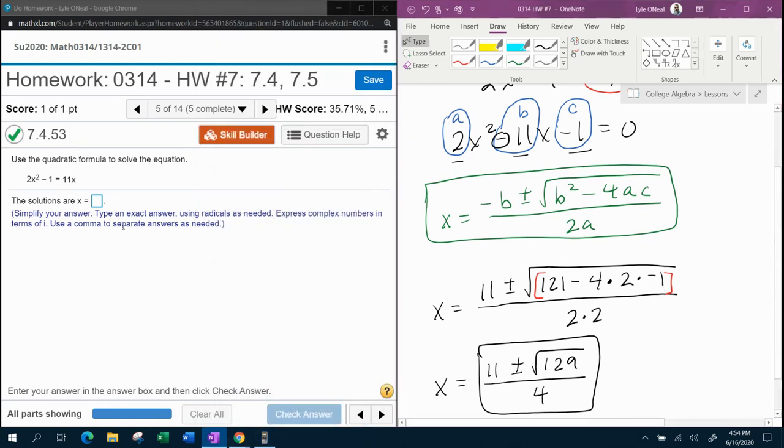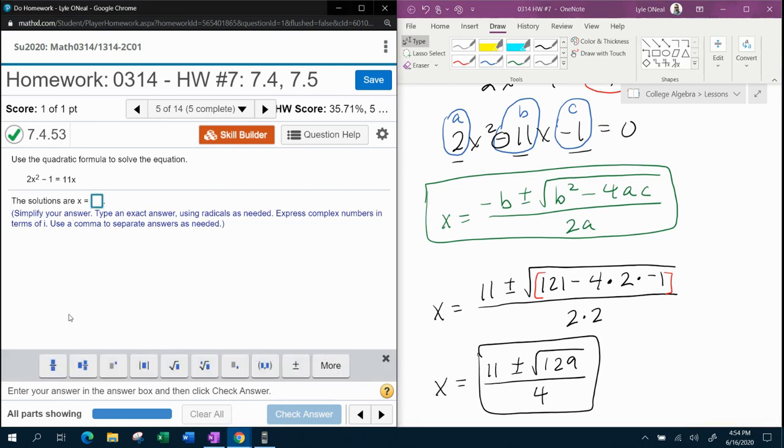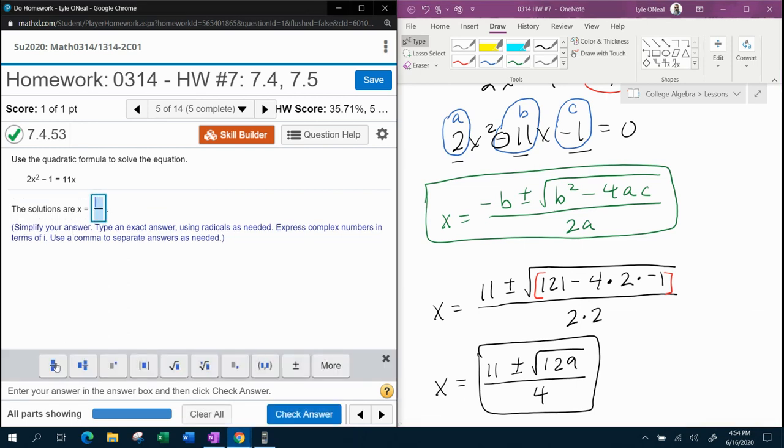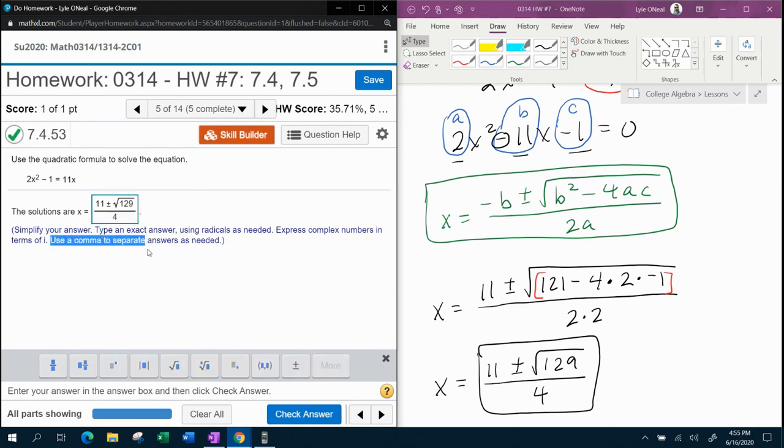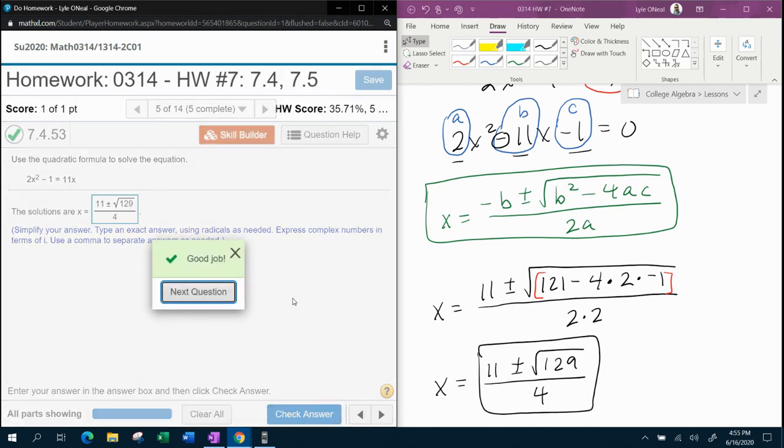So now all we have to do is input that into MyLab Math correctly. I'm going to start with the fraction button and then 11. Now, since they have the plus minus available, I'm going to use it and see if it lets me use that to get the answer all at one time. Even though it says use a comma to separate answers as needed, I'm thinking if it has the plus minus option, then it's going to accept that. And it did. Yay.